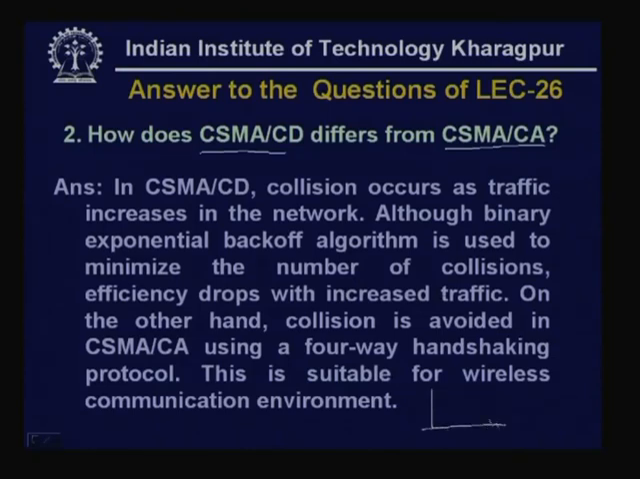as we have seen, particularly when the load is high, the number of collisions is large, the loss due to collisions is more, and as a result the throughput decreases. On the other hand, collision is avoided in CSMA/CA using the 4-way handshaking protocol. As you have seen, it uses request to send and clear to send, and by listening to this clear to send, the other stations back off and do not send their data. This way the collision is avoided, and this is particularly suitable in a wireless environment where collision detection is difficult.